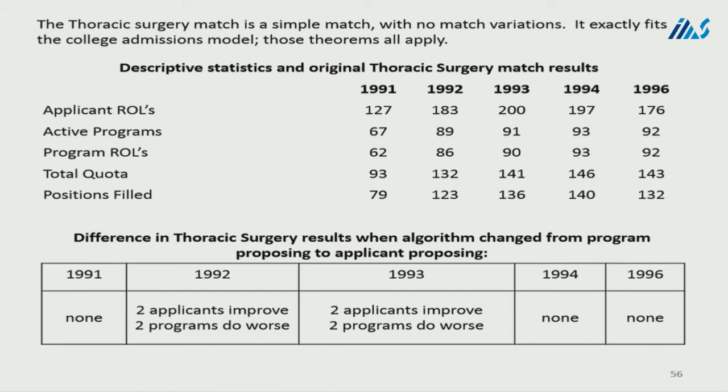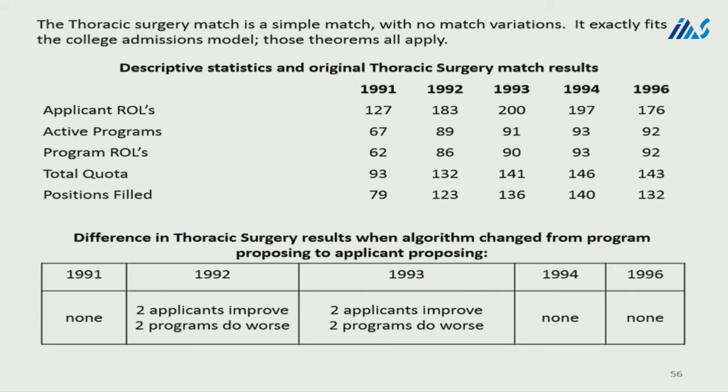So when I run the program proposing version, I will get the program optimal stable match. When I run the applicant proposing version of the deferred acceptance algorithm, I'll get the applicant optimal stable match. That will be the full diameter of the set of stable matches. Everyone who could get a different match at some stable matching will get a different match at these two stable matchings. So the theory tells us perfectly what's going on in this market.